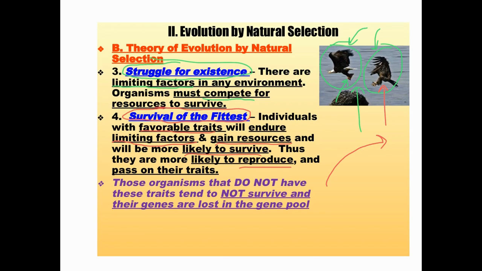So organisms that do not survive, those genes in the gene pool are lost. So, for example, if there was a baby eagle that was born without feathers, that would not be an adaptation. That gene for not having feathers would be lost in the gene pool because that little baby eagle would not live to pass on that trait to its offspring.